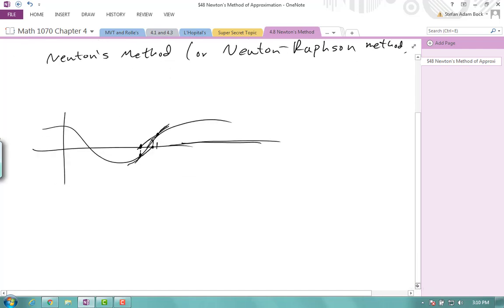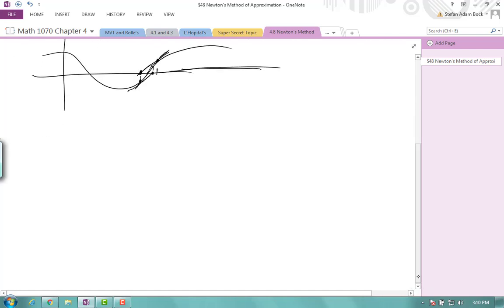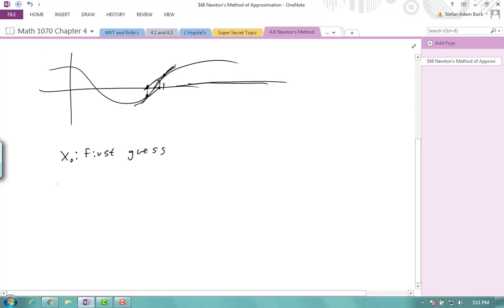So what does that look like in terms of functions? Well, I'm going to need a tangent line, and since we're going to be repeating this process, I'm going to call my first guess x sub 0 as the first guess. I'm going to have my function, and I'm going to need the derivative of that function, and I'm going to need to evaluate the derivative of that function at x sub 0, as well as my function.